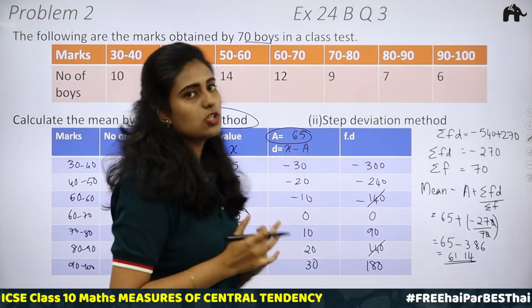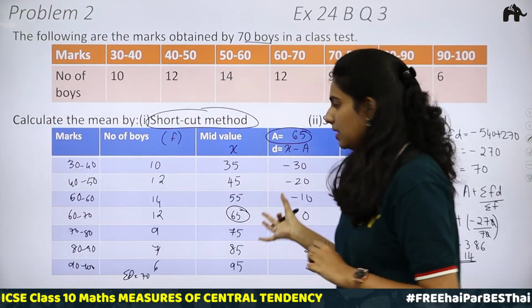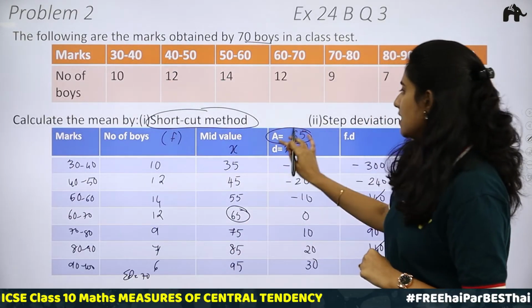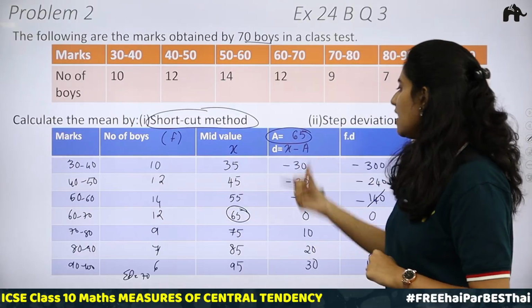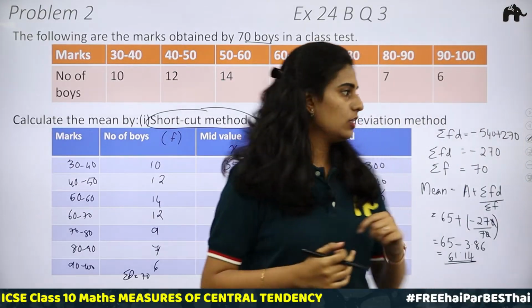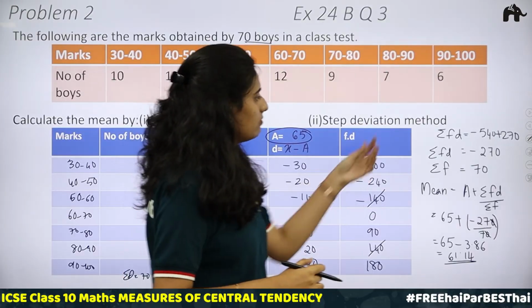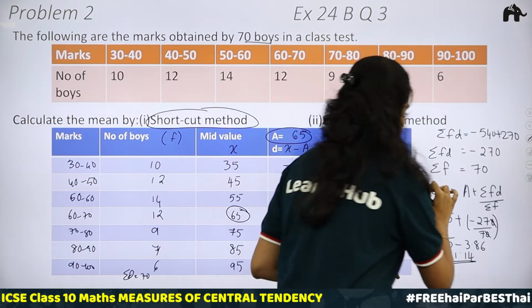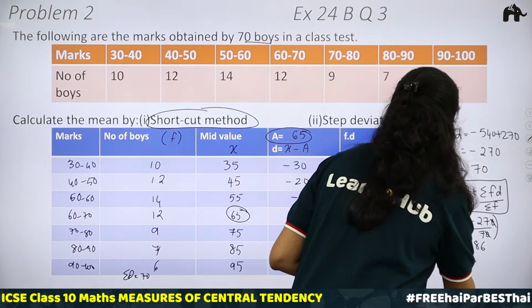So here we have used the shortcut method to calculate the mean. We take an assumed mean from the mid values. After assuming a mean, we find the difference, multiply by the frequencies, and get FD. Take the summation FD separately and summation F, and put them in the formula to find the mean using the shortcut method.